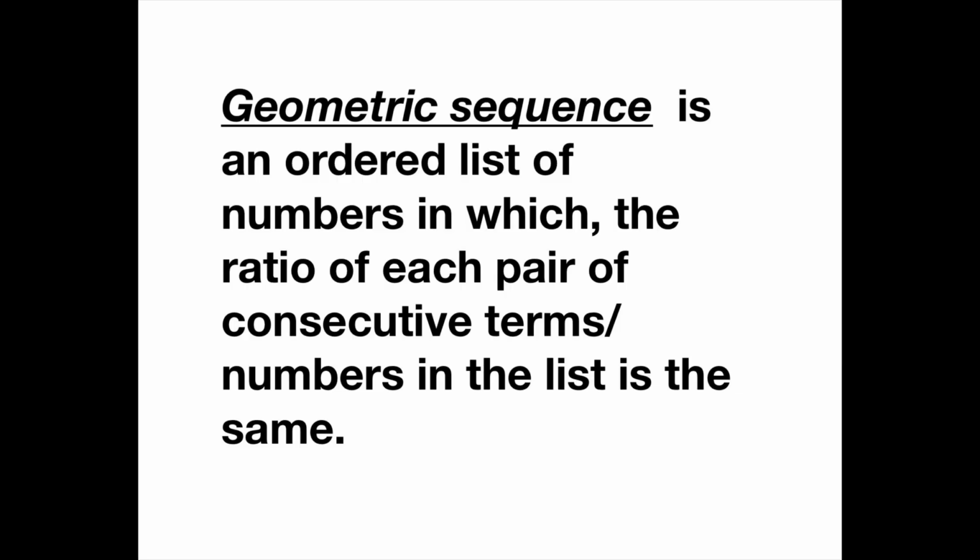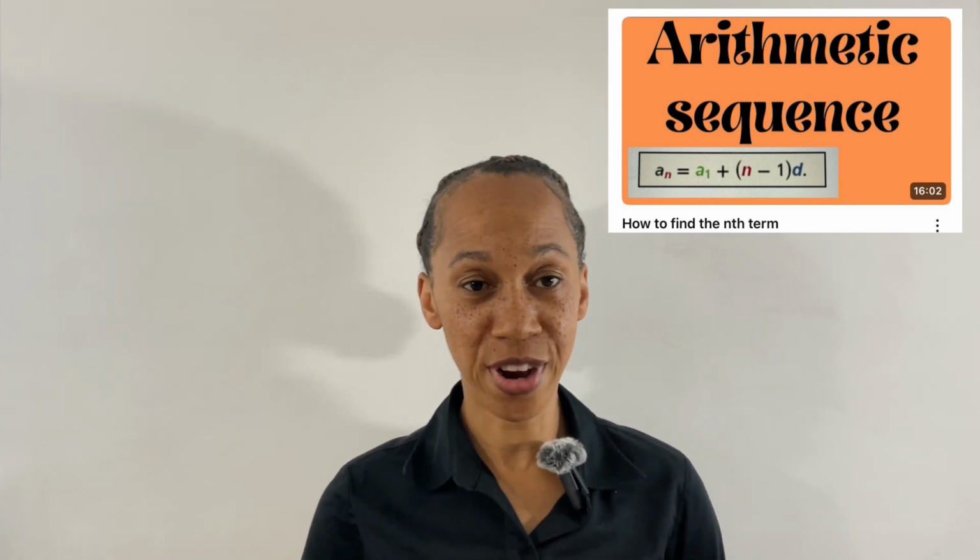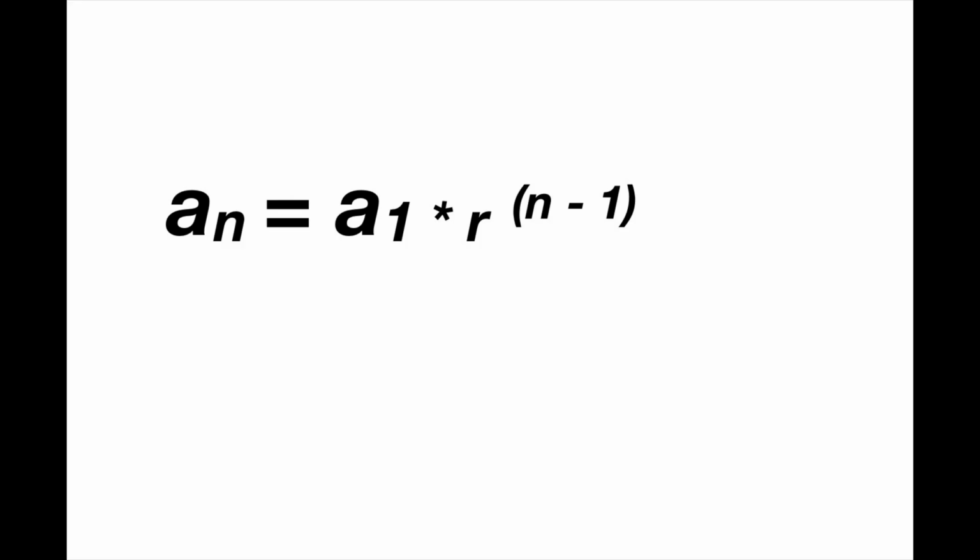A geometric sequence is an ordered list of numbers in which the ratio between each pair of consecutive terms or numbers in the list is the same. Now, the ratio is called the common ratio. Whereas, if you watch my video on arithmetic sequence, you will notice that the d there is called the common difference. With geometric sequence, there is also a formula that we would use, which is a sub n equals a sub 1, multiplied by r raised to the (n minus 1) power.